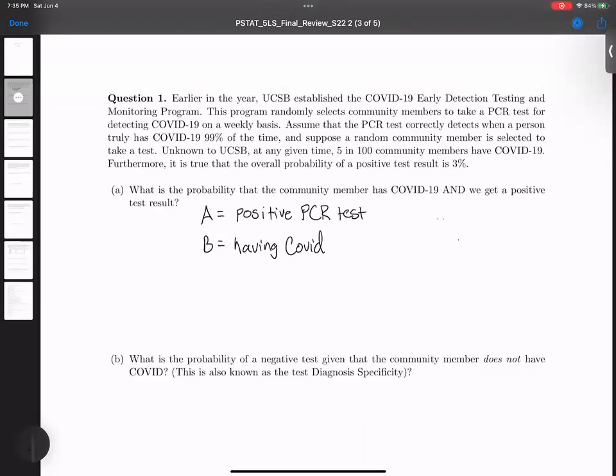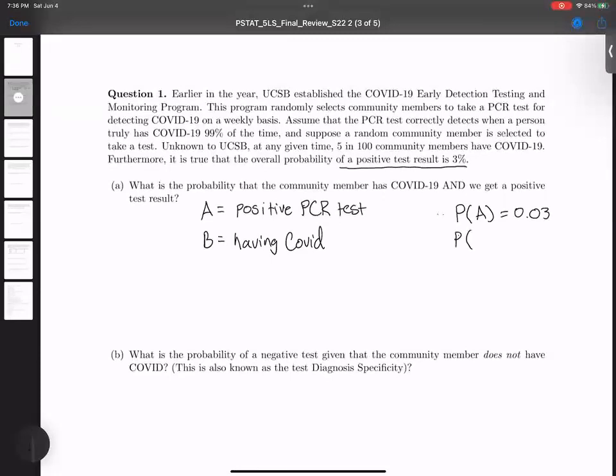Now, in terms of A and B, and all these different combinations of probabilities we could have, let's list everything that's given. It tells us that the overall probability of a positive test is 3%. So that's directly telling us that the probability of A is 0.03. It also says that 5 in 100 community members have COVID-19. So the probability that a randomly selected community member has COVID-19 is 5 in 100, which is 5%, so 0.05.